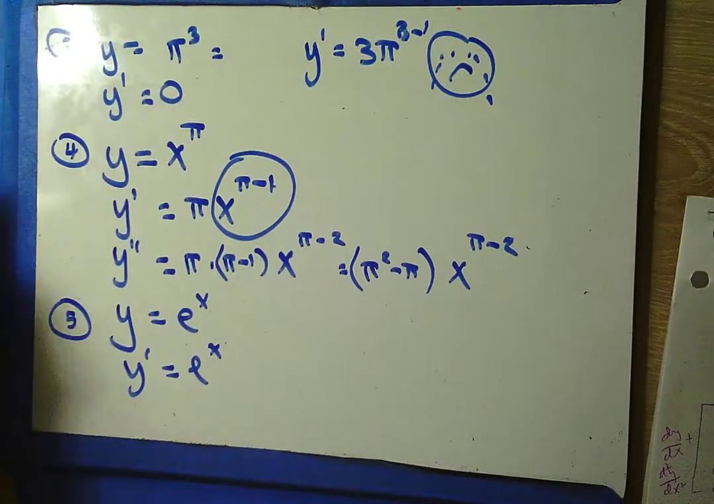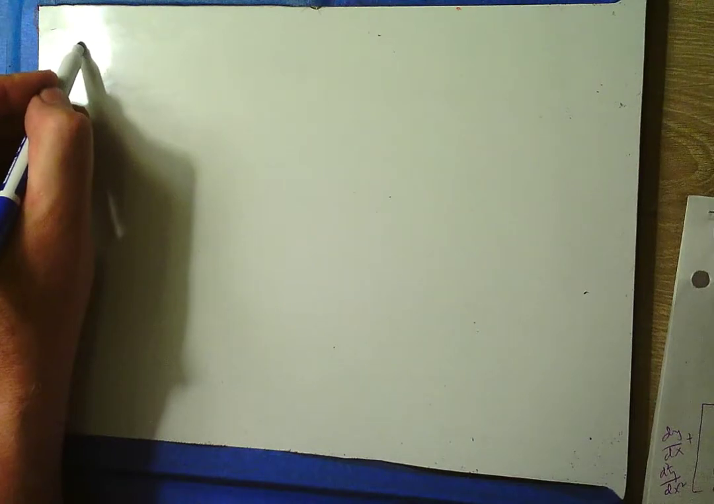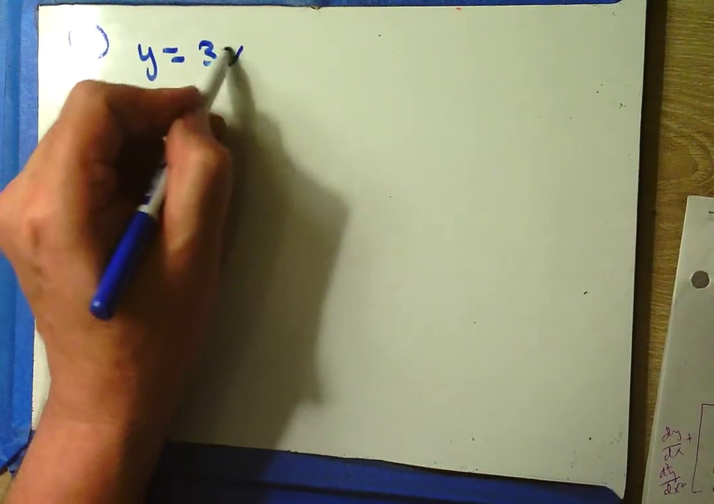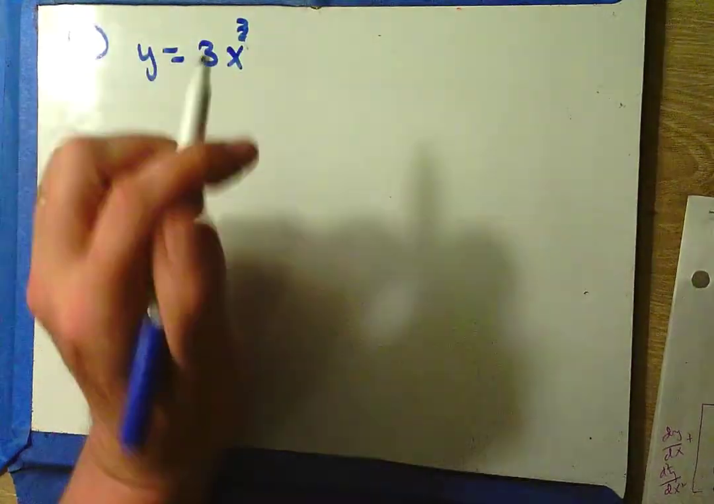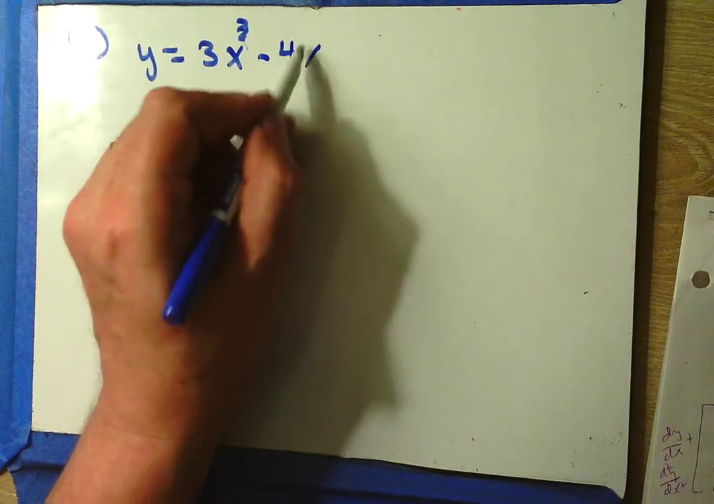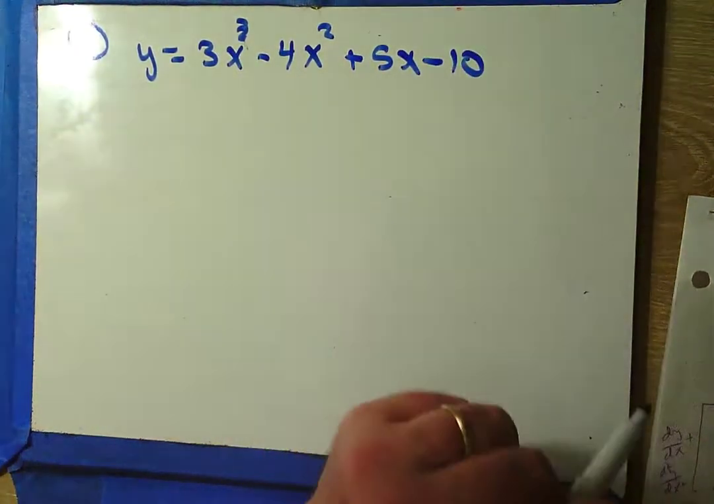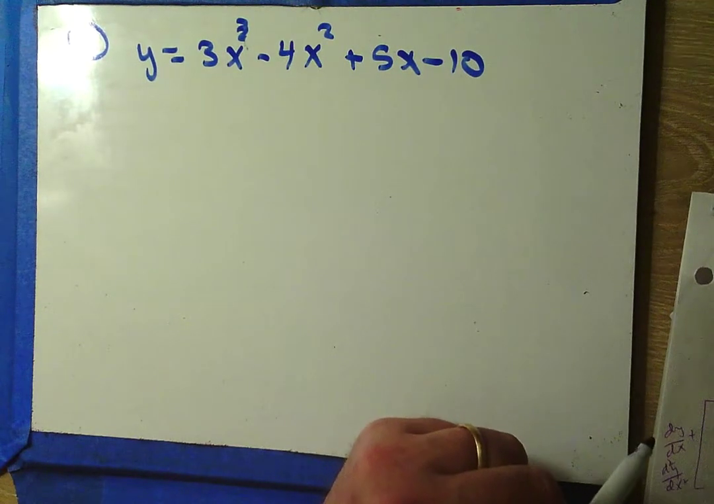Okay, so how about you try these next couple on whiteboard? Think about pausing the video. Y equals 3x to the third minus 4x squared plus 5x minus 10. Okay, pause the video, give it a try.